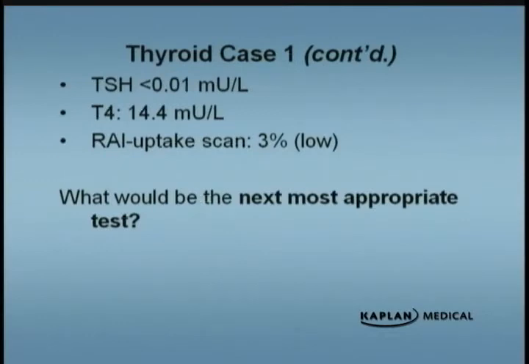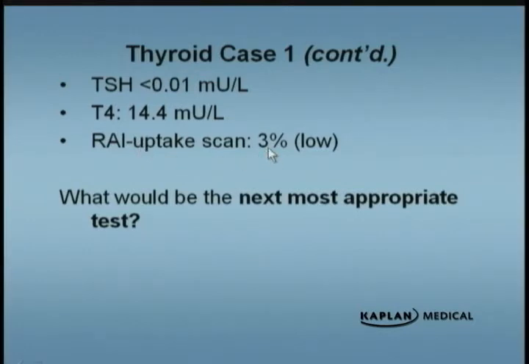The TSH is low. The free T4 is 14. This is elevated. I'm telling you, the upper limits of normal for the free T4 are anywhere from 5 to 7, so this is elevated here. The TSH is low right here, less than 0.1. This is elevated right here, the free T4. And your radioactive iodine uptake scan is low.